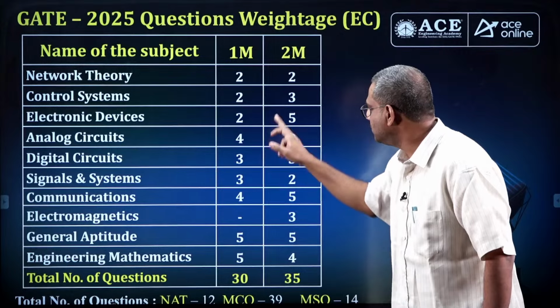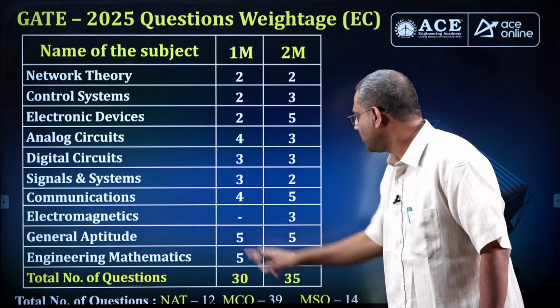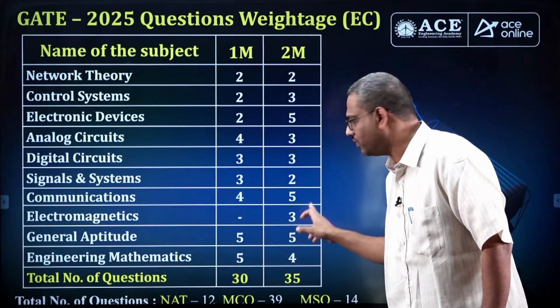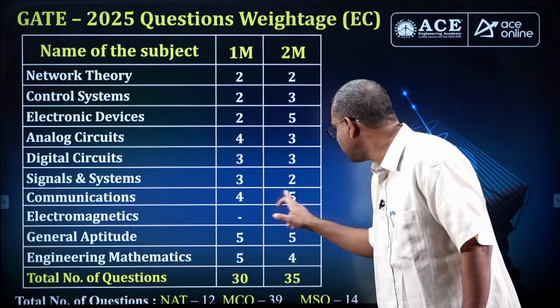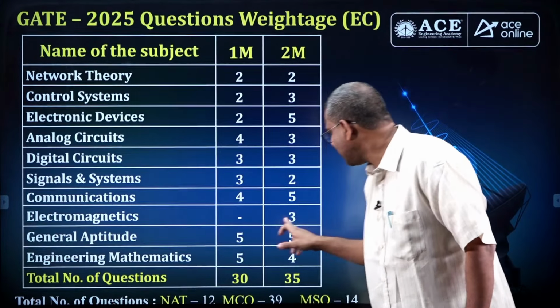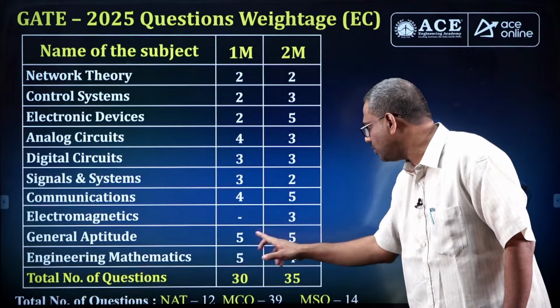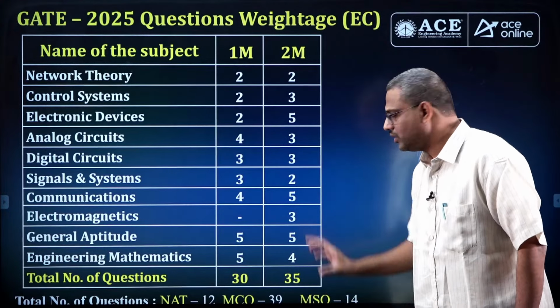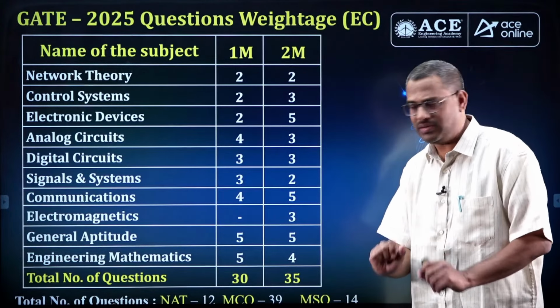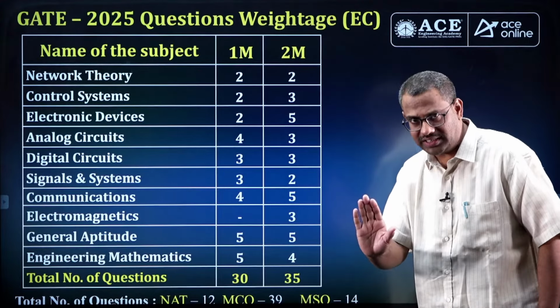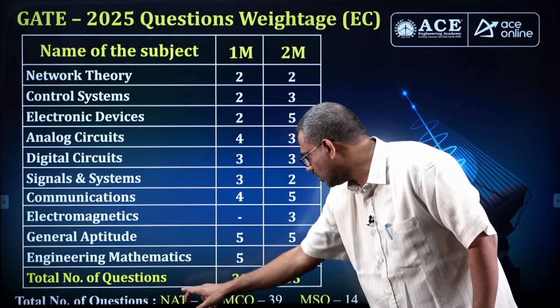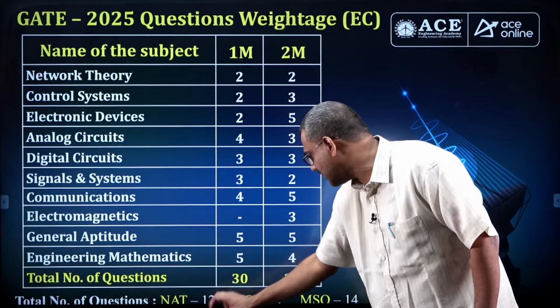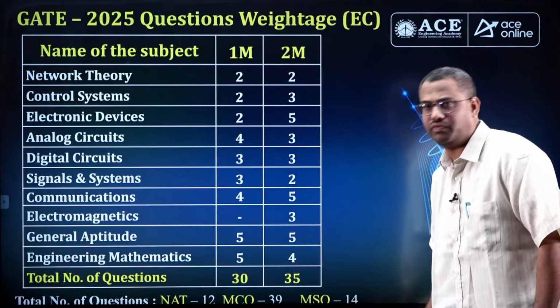Signals and systems: 3 one-mark and 2 two-mark. Communications, the most dominant in electronics: 4 one-mark and 5 two-mark. Electromagnetics: 3 two-mark questions. Then general aptitude and engineering mathematics. With the latest accurate data available, in total we got numerical answer type 12, MCQ 39 and MSQ 14.